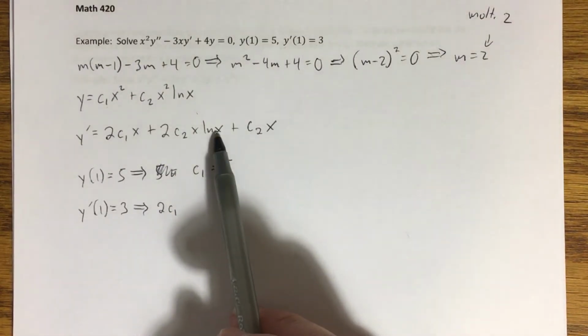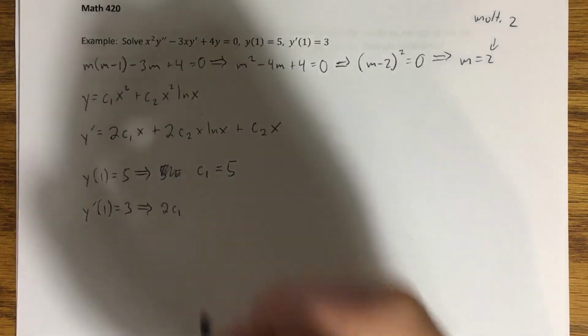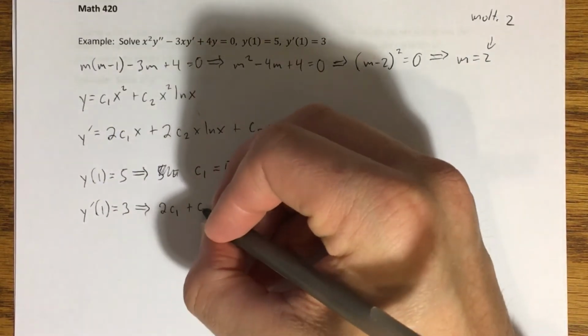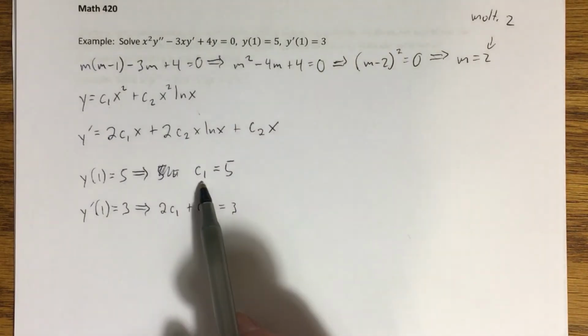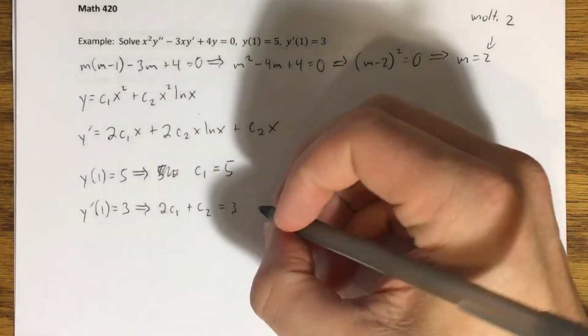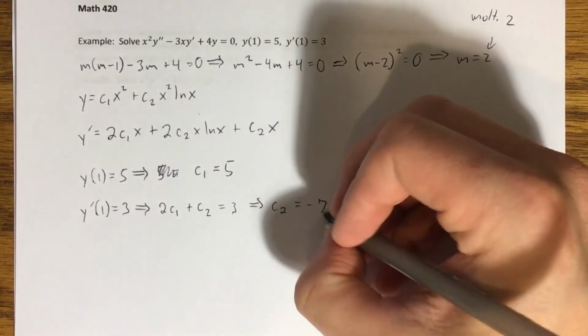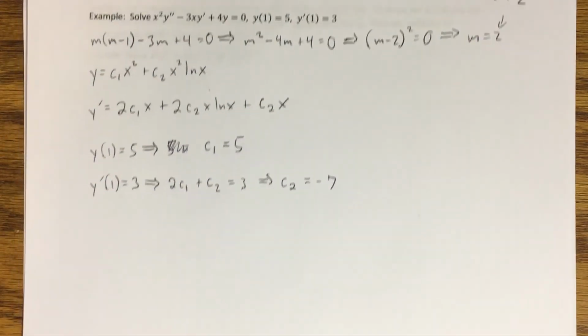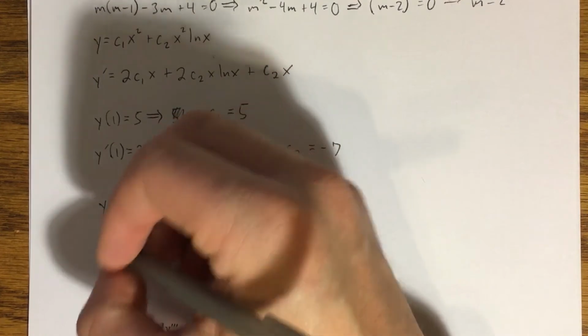That natural log is going to go to 0, so I lose that term in the middle. And then c2 times 1 is c2, so that makes plus c2. And we want that to equal 3. Now, using the fact that c1 is equal to 5 makes this a 10. c2 would have to equal negative 7 for that to come out to 3, so negative 7. Okay? Now we can put those parameters into our general solution, and we have our final answer.